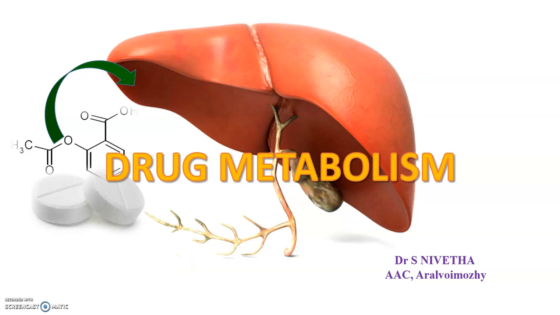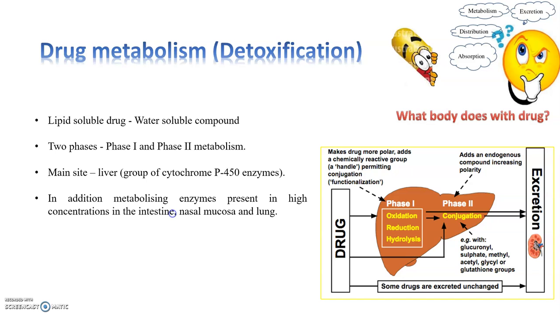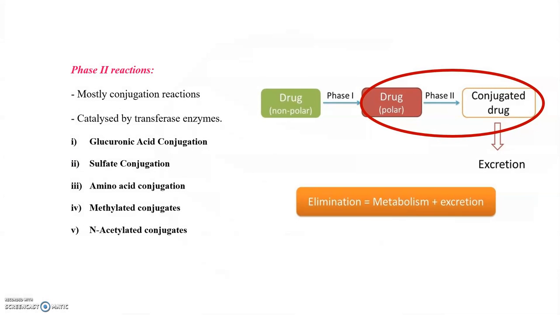So we shall continue our phase 2 reactions in drug metabolism. Okay. So here in this phase 2, what is happening? That is, this polar drug having an active functional group is being converted to a non-polar inactive form, so that it can be eliminated. Polar active functional grouped drug converted to non-polar inactive compound, and it is eliminated here.